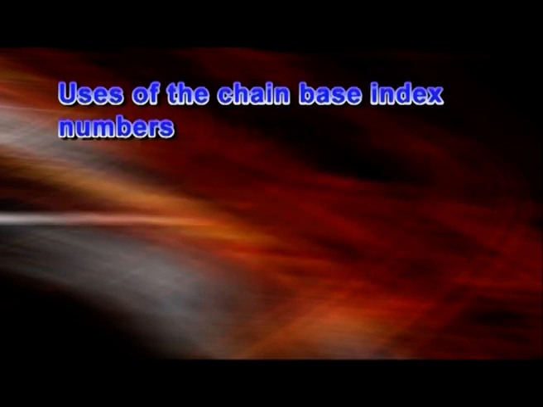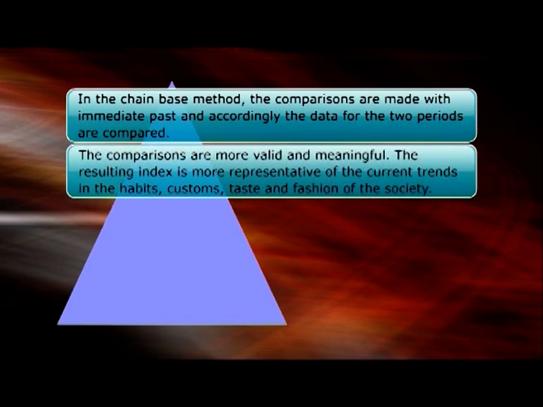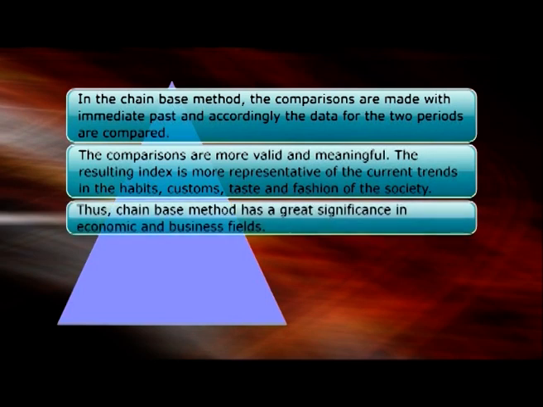Uses of the chain base index numbers. In the chain base method, the comparisons are made with the immediate past, and accordingly the data for the two periods are compared. The comparisons are more valid and meaningful. The resulting index is more representative of the current trends in the habits, customs, taste and fashion of the society. Thus, the chain-based method has a great significance in economic and business fields.